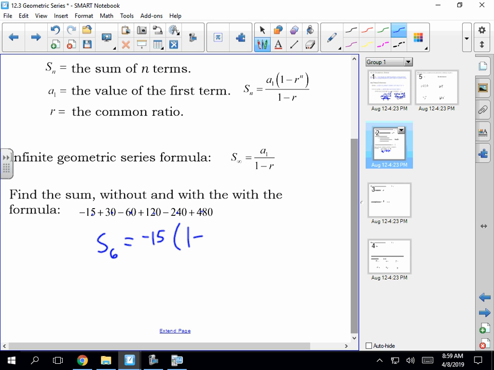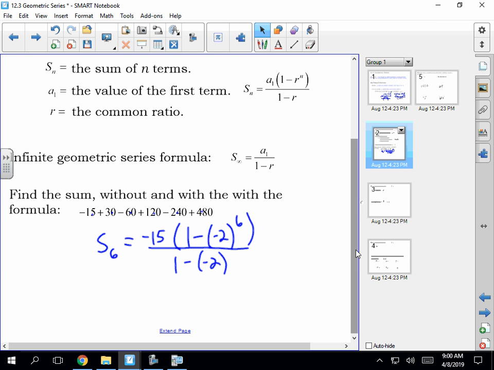R here, it's an alternating series. It's multiplying by negative 2. So r would be negative 2, to the 6th over 1 minus negative 2. And you can type it into your calculator like that. Sometimes what I'll do is simplify the bottom before I type it into the calculator. So I can just type in 3 instead of 1 minus negative 2, but whatever. So you type that in.